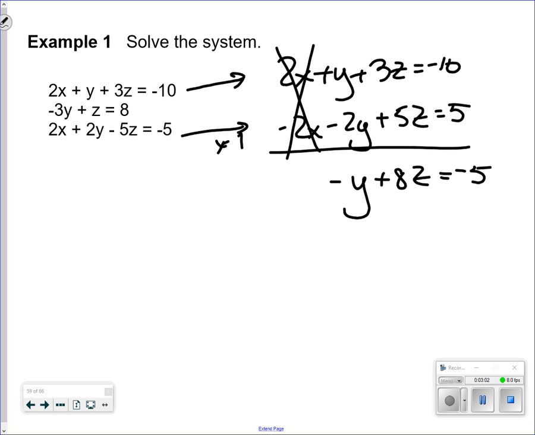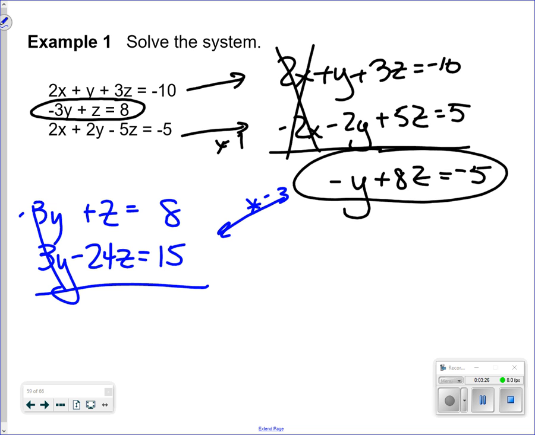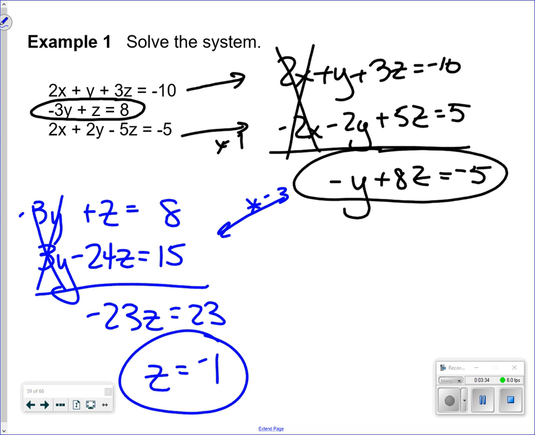Now I'm going to take the middle equation, which only has a y and a z, and the new equation that only has a y and a z, and I'm going to try to get rid of another one. So I'm going to multiply this one by -3. So positive 3y, negative 24z equals positive 15. The y's are gone. Negative 23z equals 23. z equals -1. Just like when you had two equations and two unknowns, if there's three letters, then there's three answers.